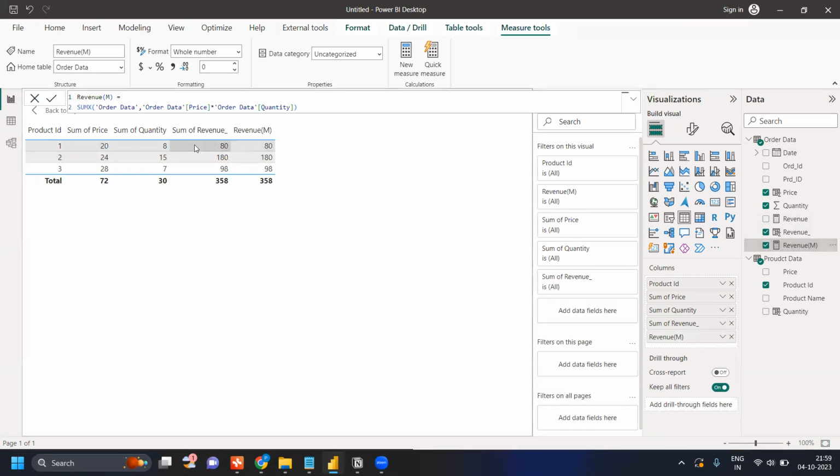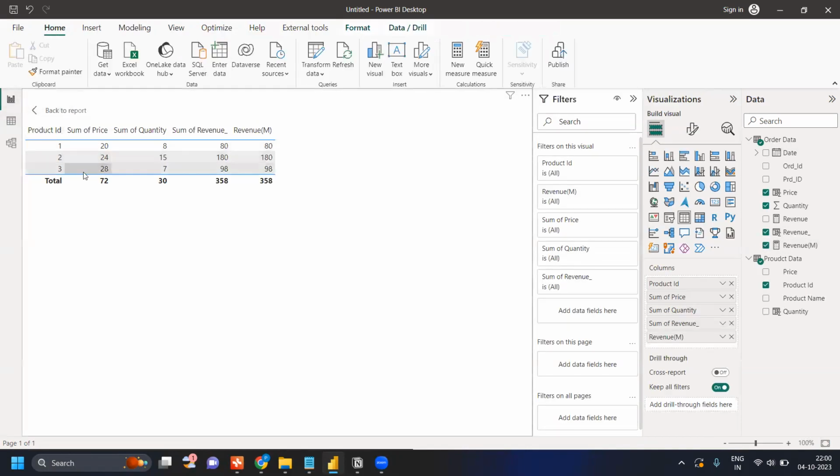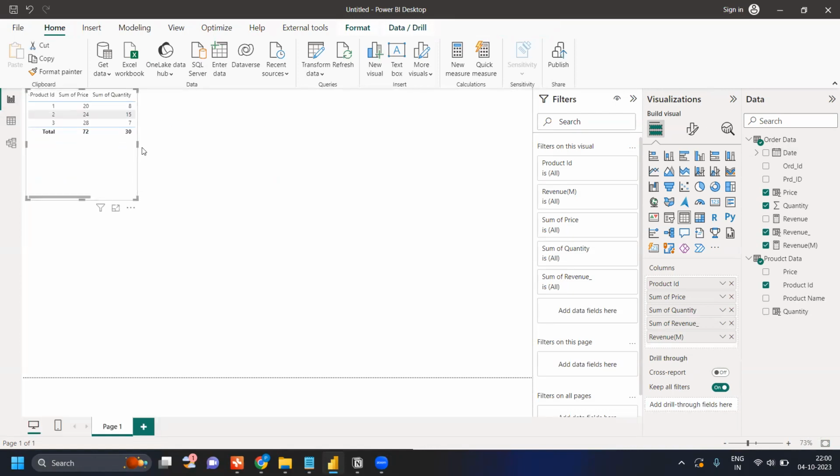We can do it in two ways. But what is the best one? Instead of a calculated column, we have to use a measure, because a calculated column increases the size of the data model, right? In order to avoid that, we mostly use the revenue measure in real time. That is the best practice. I hope you can understand when to use the RELATED function.